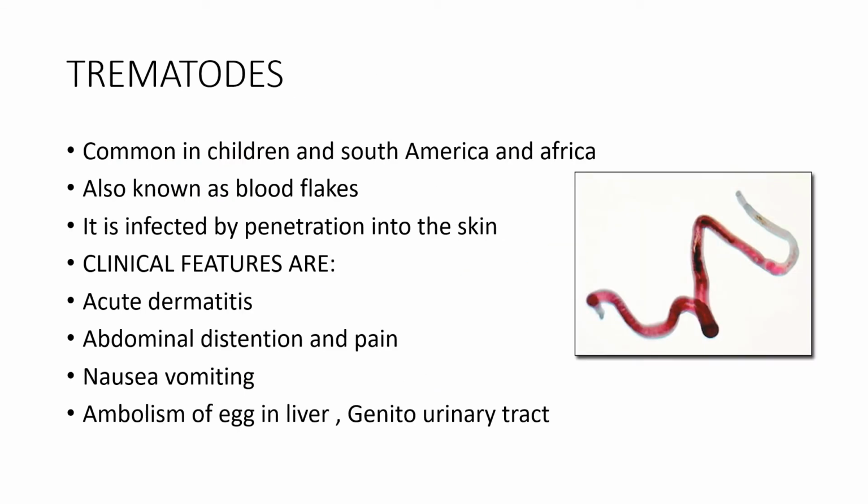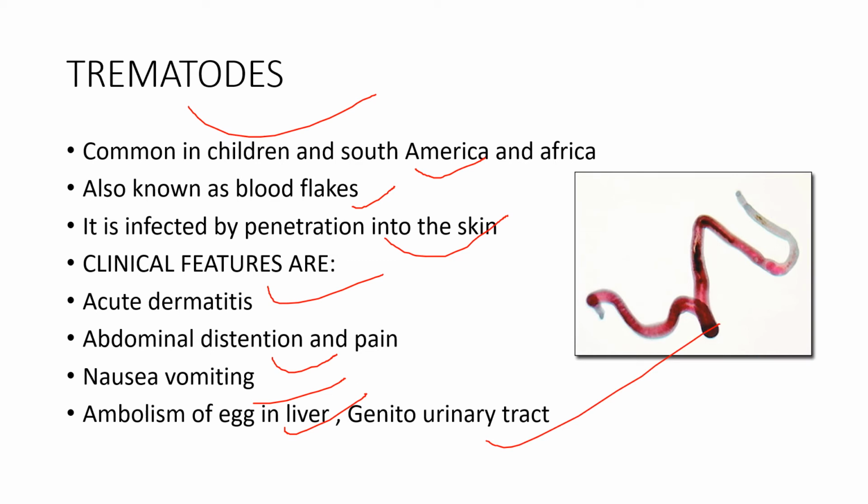Next we have trematodes. Trematodes we commonly see among children living in South America or Africa. Another name we call is blood flukes. This also occurs due to penetration into the skin. The clinical features we can see are acute dermatitis, abdominal distension and pain, nausea, vomiting, and sometimes the eggs can be colonized in the liver and genitourinary tracts. So this is regarding trematodes.